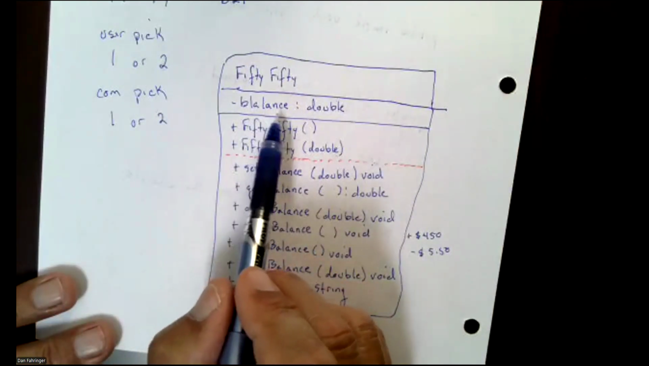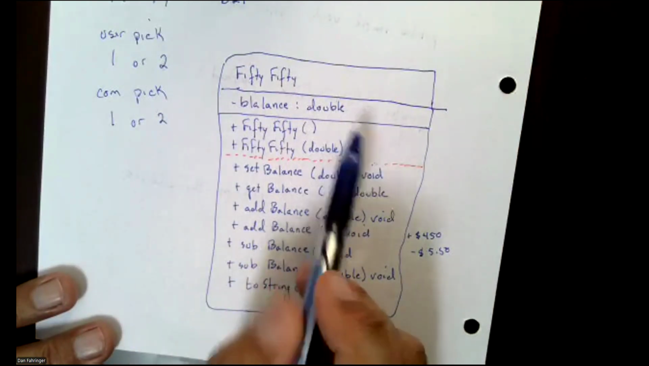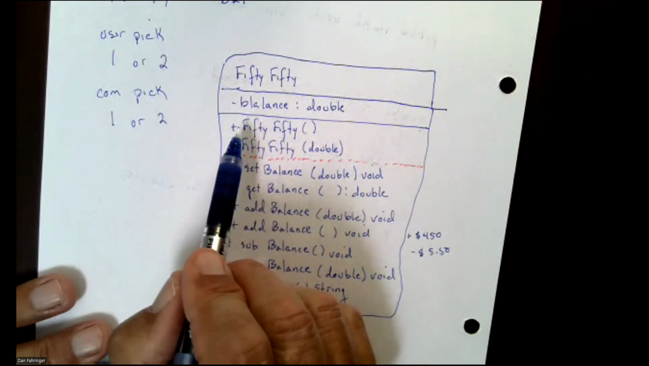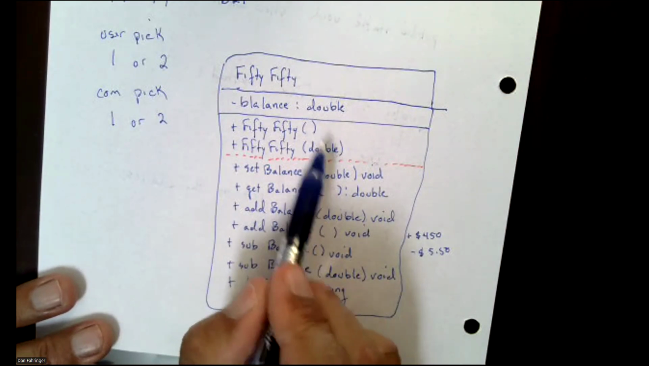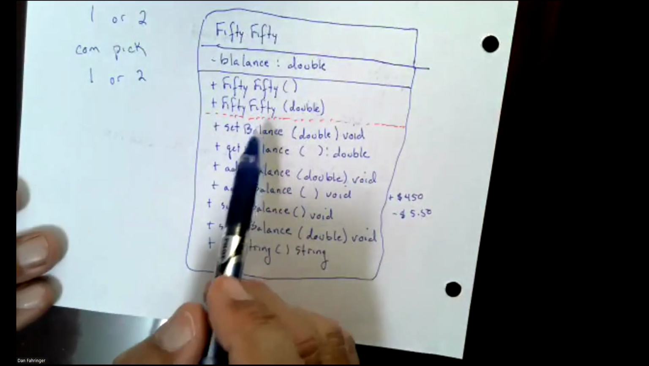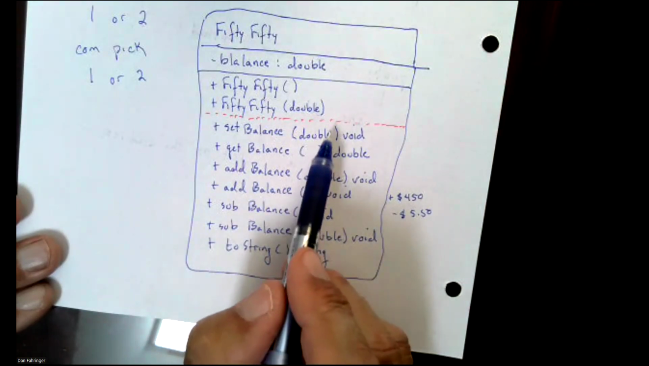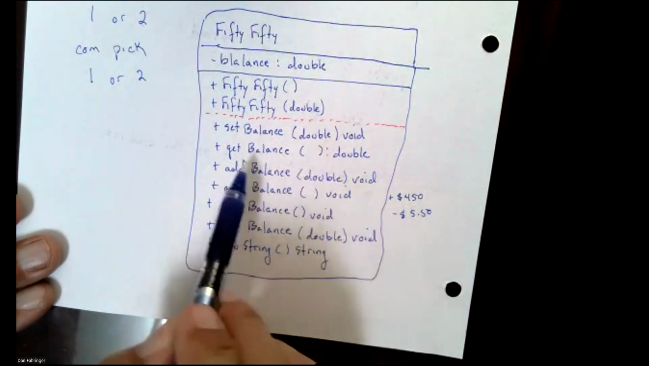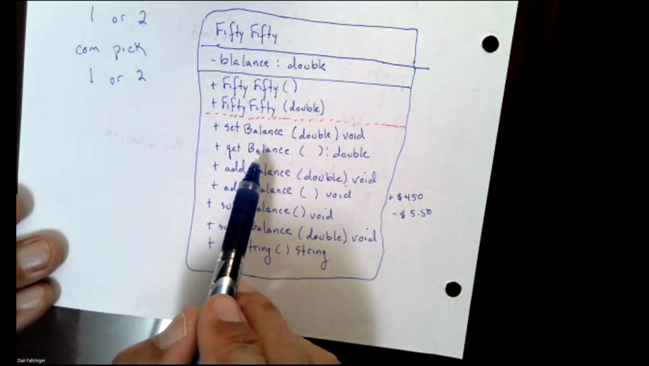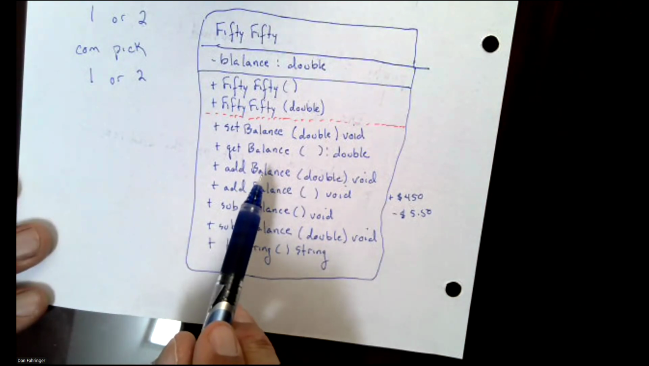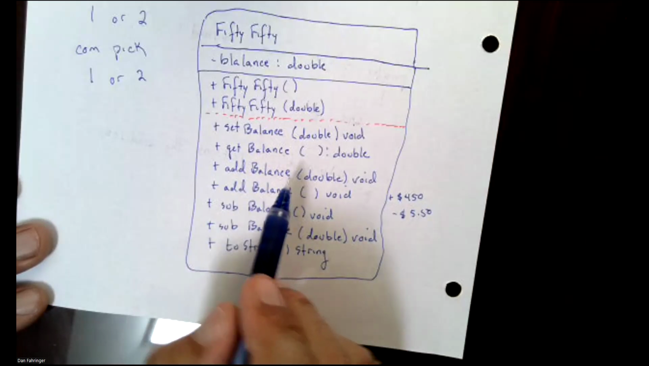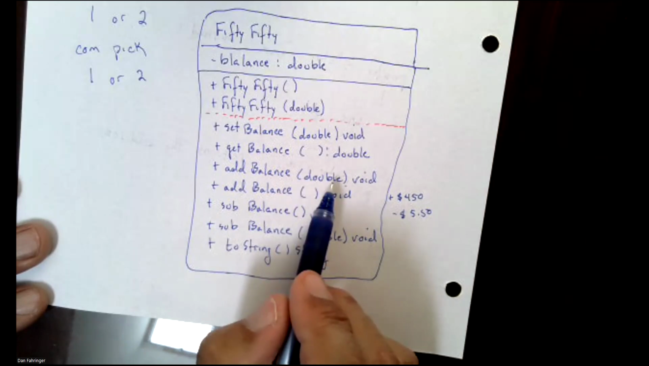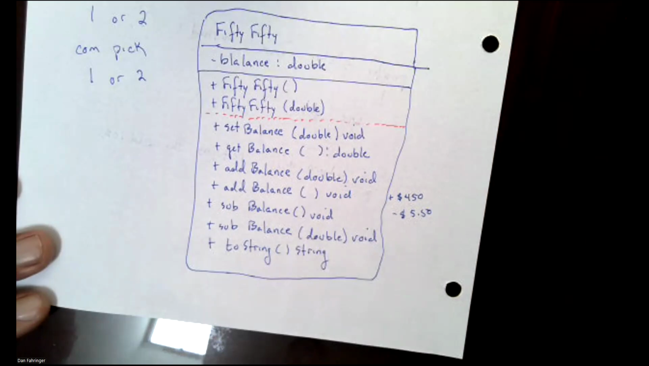Okay. So let's come in. All I need to know is how much money I have. I have a constructor where I can get started or I can get started with money. So there's two different constructors. Set balance. Some of these are really easy. I'm bringing in money. Get balance. Hey, how much money do I have? Add to balance. Would you like to add money? Yes. How much? Otherwise add to balance 450.